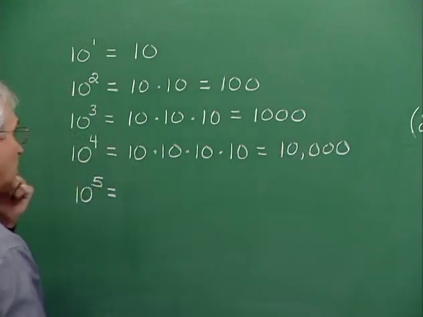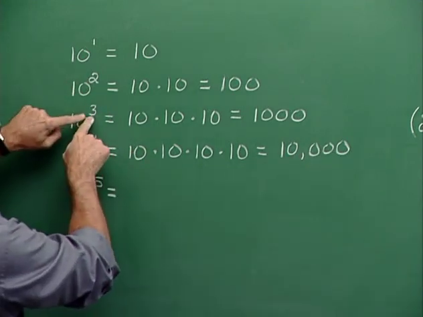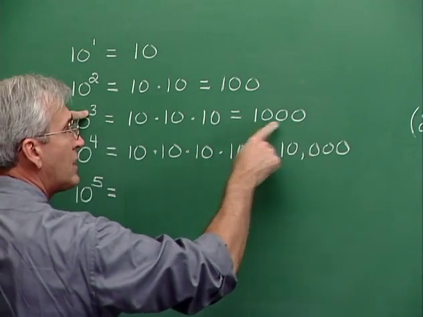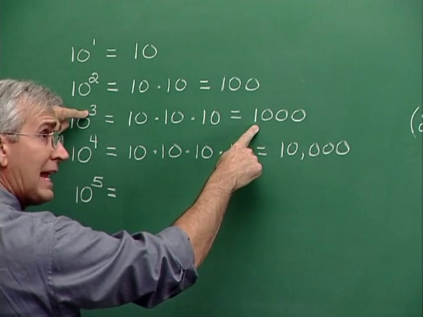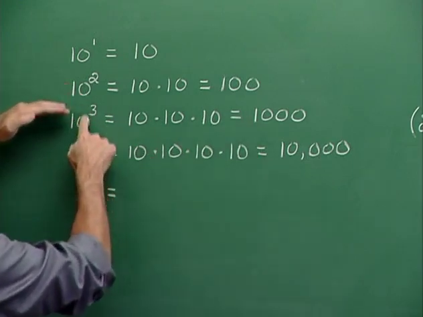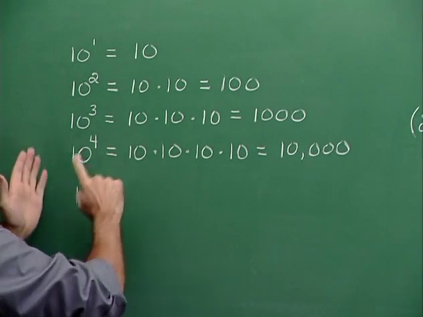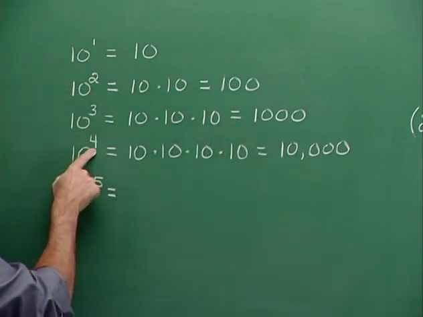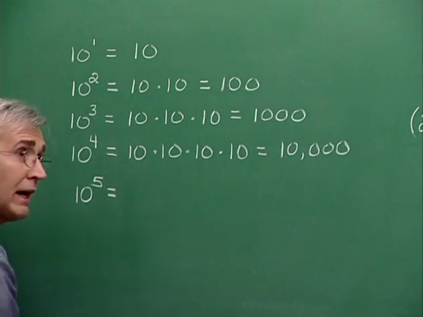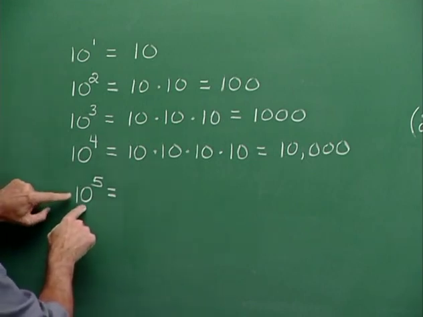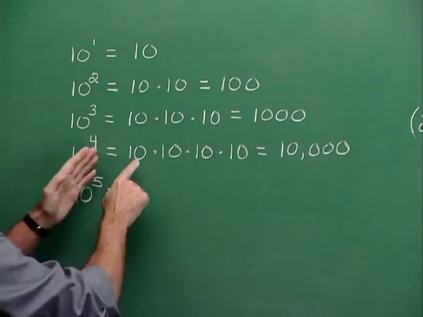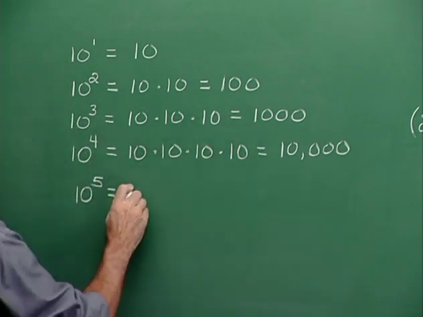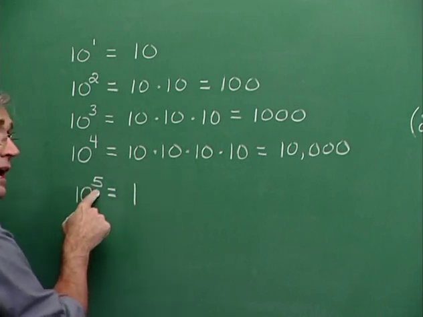Now the important thing to notice in the pattern is that the exponent corresponds to the number of zeros that follow a 1 in the answer. So when we raise 10 to an exponent, we get 1 followed by the number of zeros corresponding with that exponent. So if we're going to raise 10 to the 5th power, rather than write these 5 factors of 10, we can just say this is going to be 1 followed by 5 zeros.